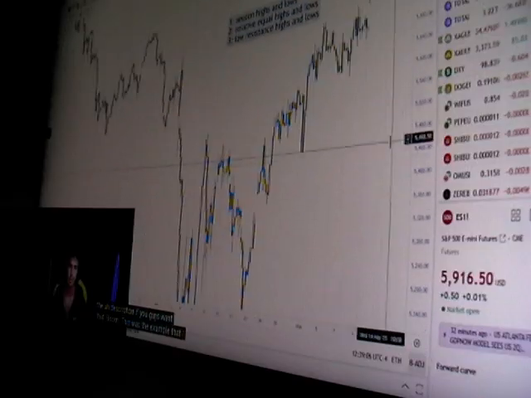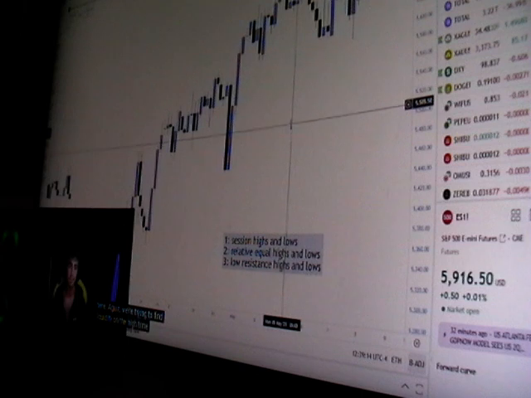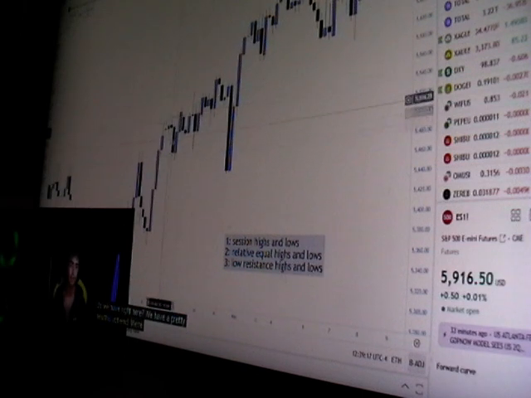Boom. This was the example that I was talking about. So let's look right here. Again, we're trying to find liquidity on the high time frames. What do we have right here? We have a pretty healthy uptrend. We're moving in higher highs and higher lows.